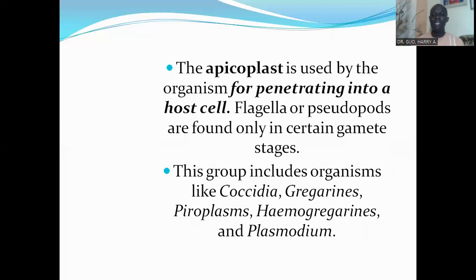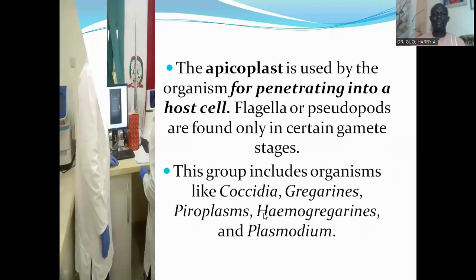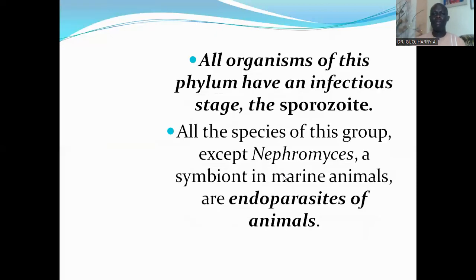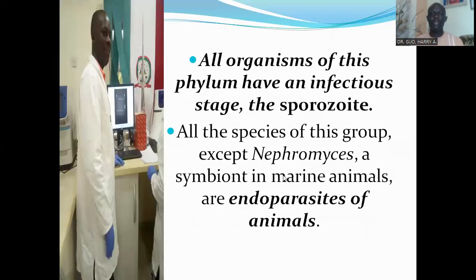then we have the gregarines, the piroplasms, the hemogregarines, then we have Plasmodium. The most common among them is Plasmodium: Plasmodium falciparum, Plasmodium ovale, Plasmodium vivax, the different species of the Plasmodium parasite. All organisms of this phylum, Apicomplexa, have an infectious stage that's called the sporozoite.